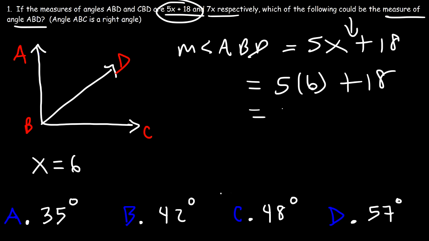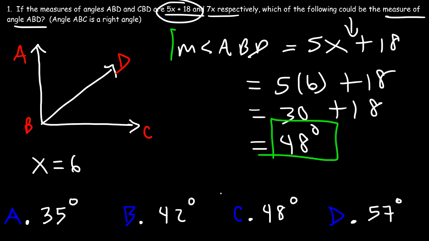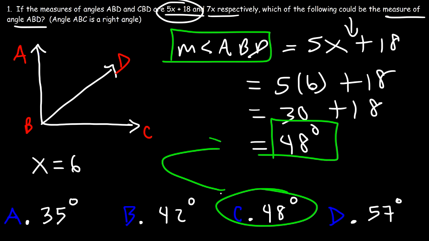So it's going to be 5 times 6 plus 18. 5 times 6 is 30. 30 plus 18 is 48. So this is the measure of angle ABD. It's 48 degrees, which means that C is the right answer.